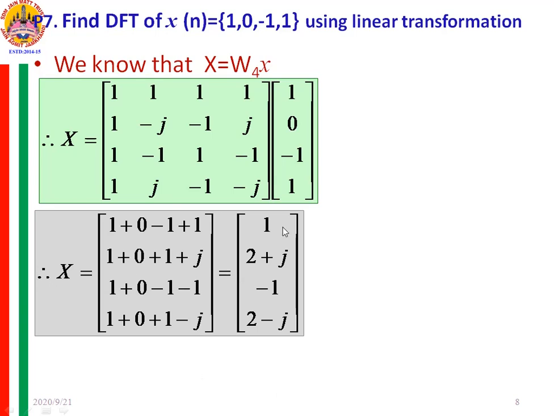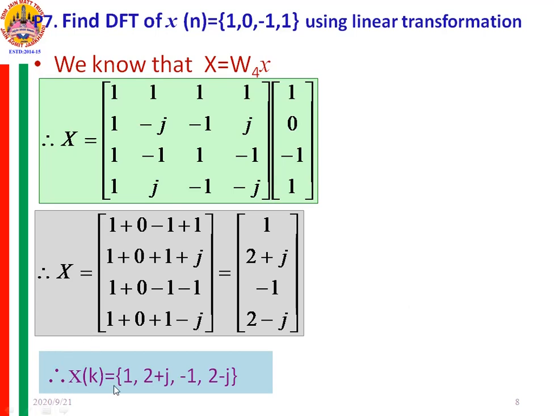Capital X is equal to 1, the first value. The second value is 2 plus j. Third value is minus 1. And the last one is 2 minus j. So if you have done it, then you have understood how to find the DFT using the matrix approach. As I said, you can also plot the magnitude and phase response of this X. You have to compute the magnitude of each point and the phase of each point and plot the magnitude response and the phase response with respect to k.